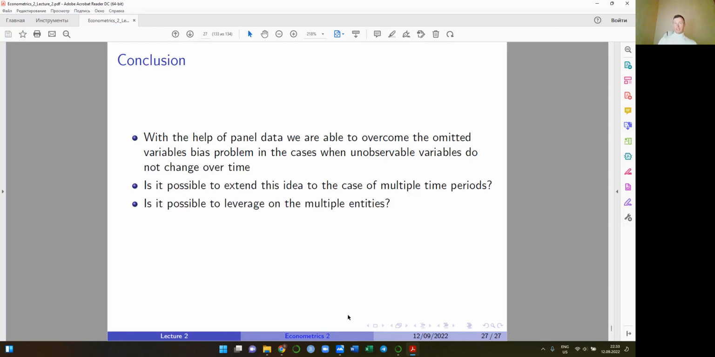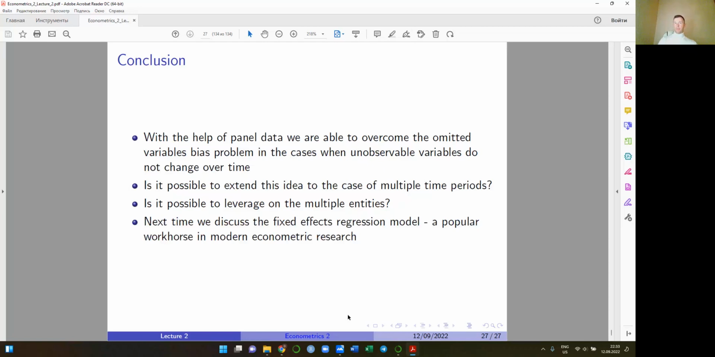Another potential development: can we leverage the fact that we have multiple entities? And the answer is yes. We also can implement the time dimension of our data in a smart way. So next time we will talk about the fixed effects regression model, which is now a popular workhorse model once we have panel data and want to conduct econometric research. So let me conclude this lecture at this moment and see you next week. Bye bye.